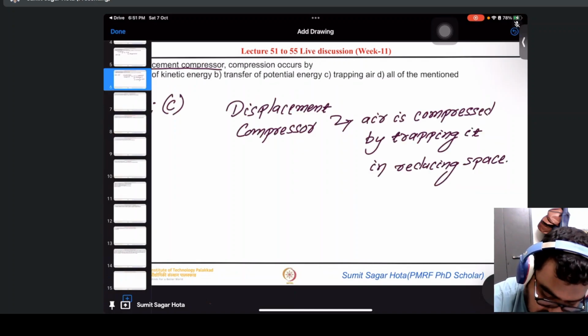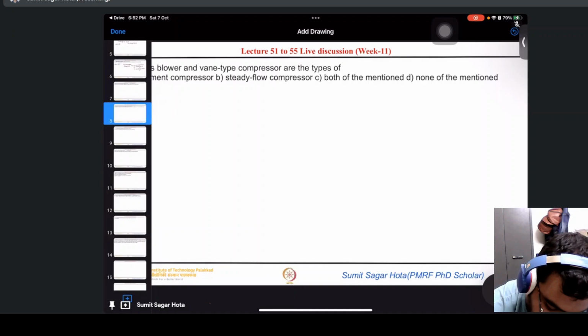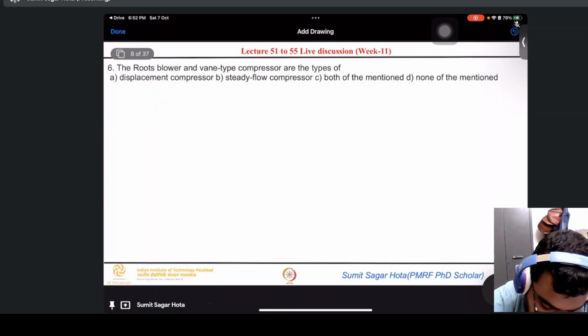Displacement compressor, I will show you what it is. Air is compressed by trapping it in a reducing space. You should know one thing, the name suggests everything. Maybe you don't know what a root blower is, because from the name we don't understand anything.